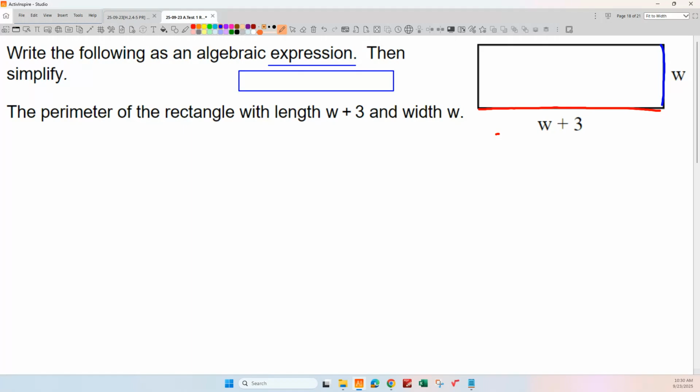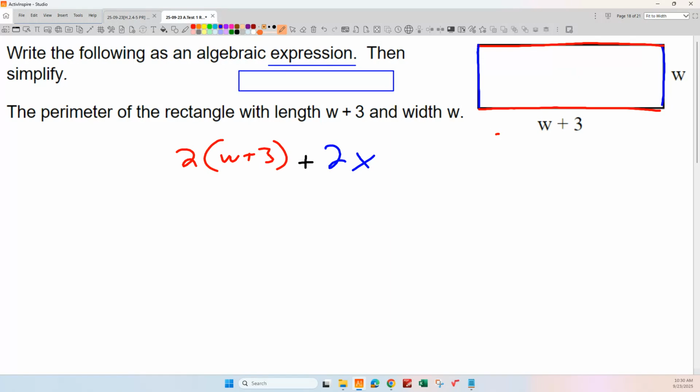How could I write an expression for perimeter? How many lengths are there? 2, right? I've got 2 red sections. And how many widths are there? 2. So then the perimeter would equal what? Okay, good. I get 2 of those, 2 times w plus 3, plus 2 w's, and I could simplify that. Right? They want to write it in simplified form.